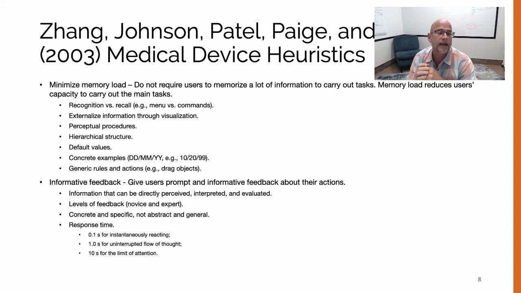If we can provide concrete examples, so here's a good example of a concrete example. Things like, you've probably been forced to enter your birthday previously on forms. It could say day, day, month, month, year, year, but it would be much better if it said, for example, 10, 20, 99.